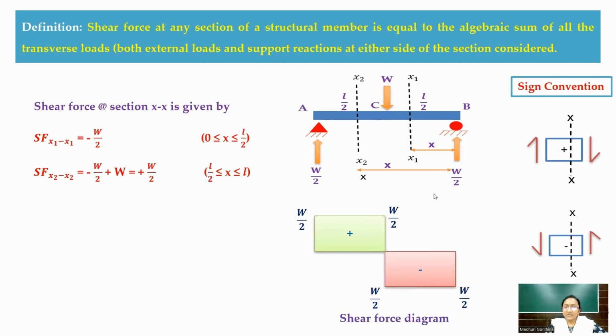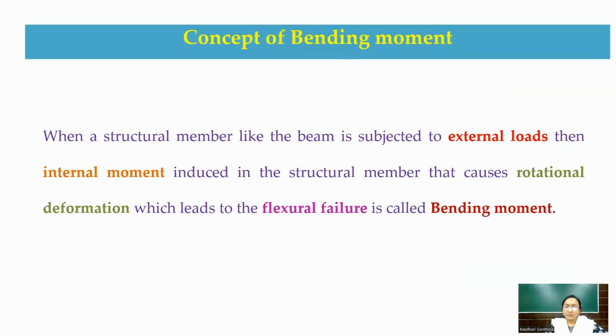Now coming to the next concept, that is your bending moment. When any structural member like a beam is subjected to an external load, the internal moment induced in this structural member is going to cause a rotational deformation. Rotational deformation means theta-like. So that leads to a flexural failure, and it is called a bending moment.